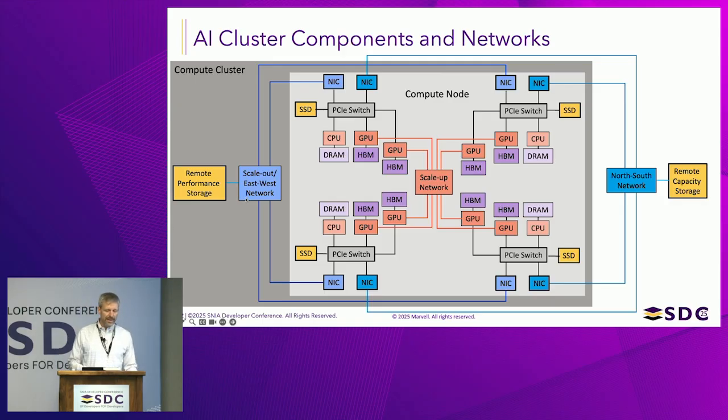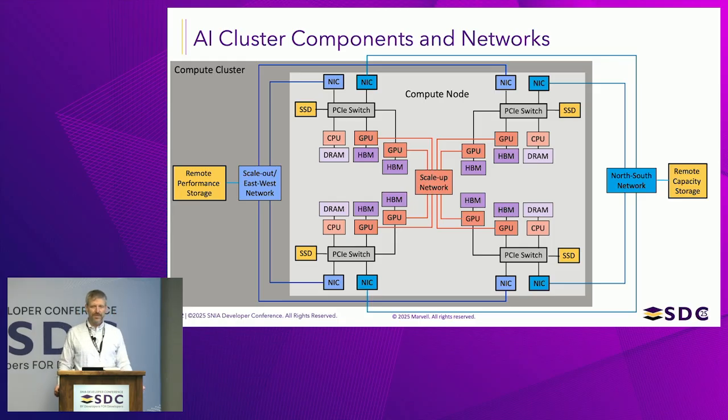And within that compute cluster, connected to that east-west network, you also have remote performance storage. So it could be a storage server, it could be a storage appliance that then connects to a compute node via this scale-out east-west network.